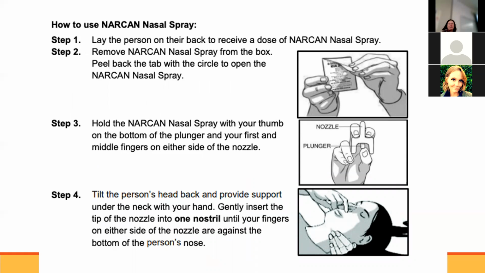I have instructions here for how to use the nasal spray for reference.